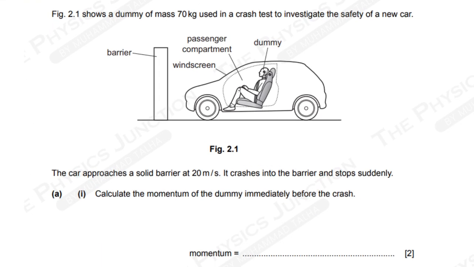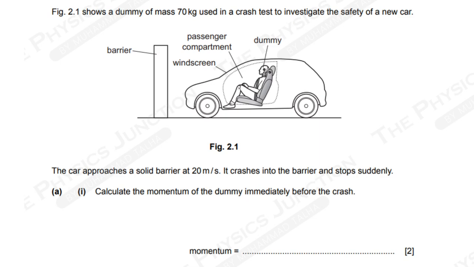2.1 shows a dummy of mass 70 kg used in a crash test to investigate safety. Car approaches a solid barrier, crashes into the barrier and stops suddenly. Calculate momentum of the dummy before the crash. So momentum is just mv, so mass is 70. It's going to have the same speed as the car itself, which is 1400 Newton second.